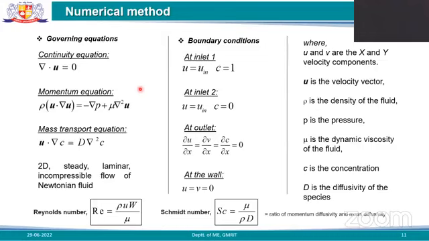Here the study that has been carried out is 2D, steady flow and laminar, and the fluid is Newtonian fluid only. The boundary condition says that at the inlet and outlet the velocity vector, that is u, is the same in both, and the concentration is varied.